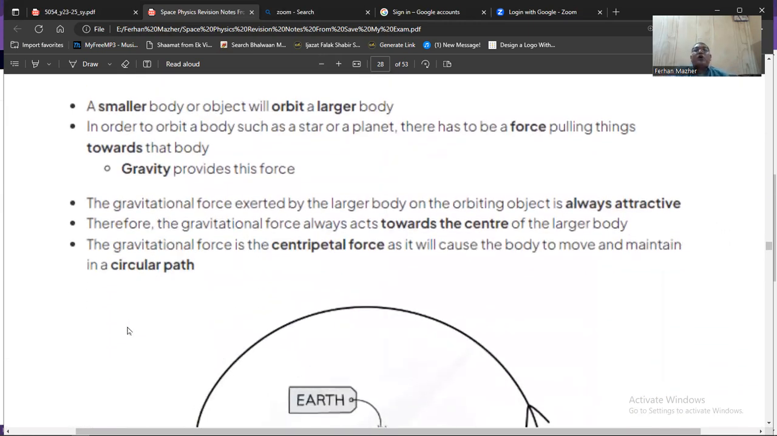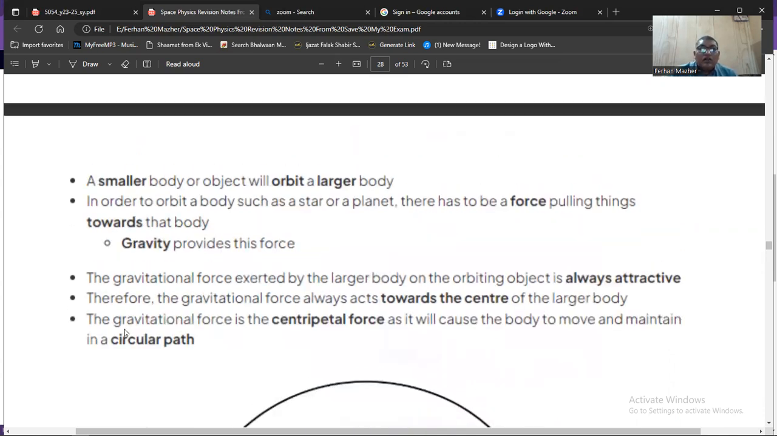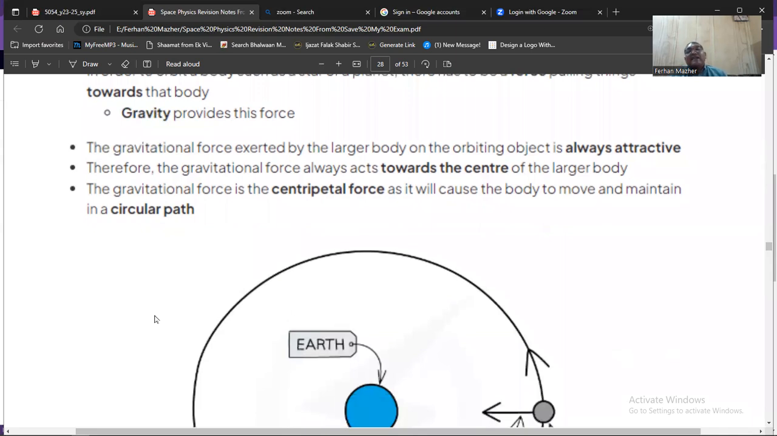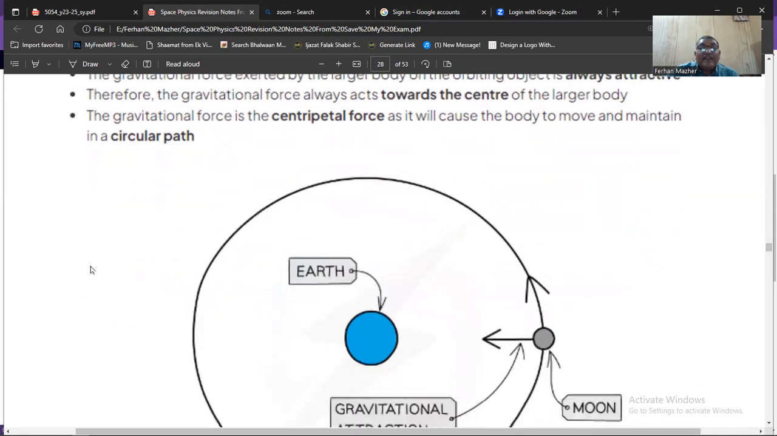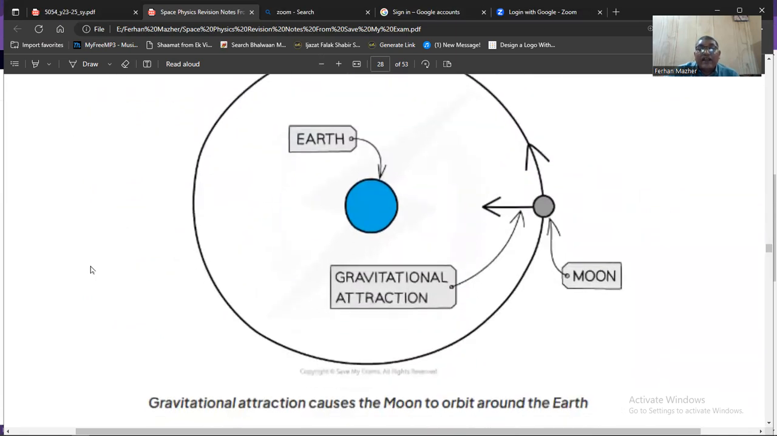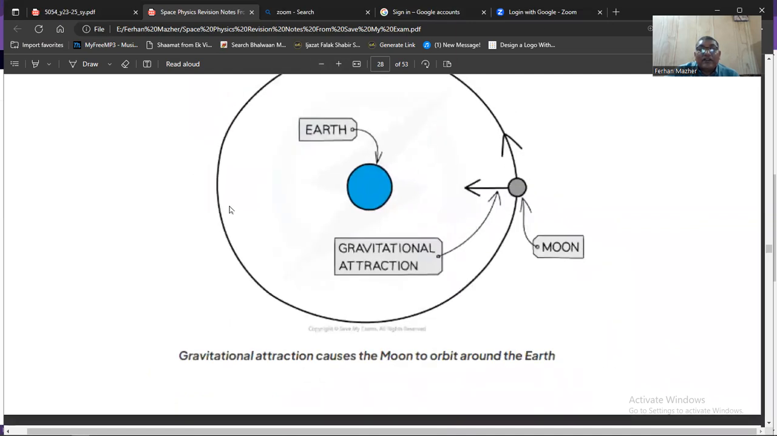A smaller body or object orbits a larger body. In order to orbit a body such as a star or a planet, there has to be a force pulling things towards that body. Gravity provides that force. The gravitational force exerted by the larger body on the orbiting object is always attractive. Therefore, the gravitational force always acts towards the center of the larger body. The gravitational force is the centripetal force, as it will cause the body to move and be maintained in a circular path.